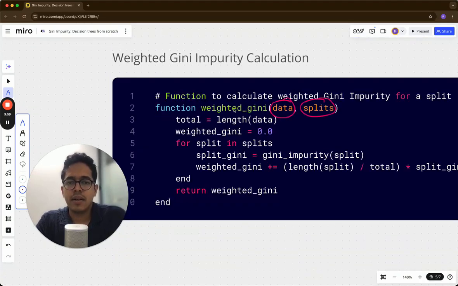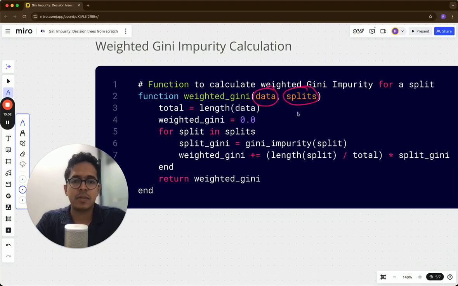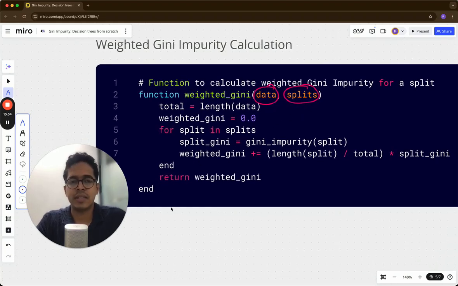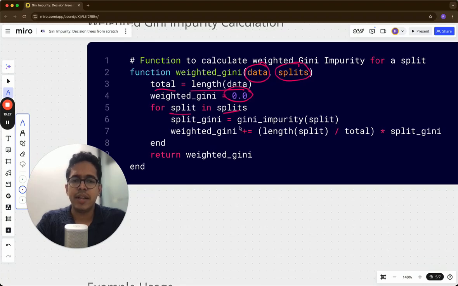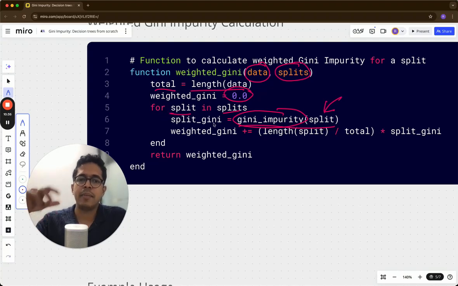So here, if we go to weighted Gini, the first element of the splits is the left-hand side node, which is the child 1. The second element of the splits is the right-hand side node, which is the child 2. So for split in splits means this loop will first consider the first child, then the second child. So the weighted Gini impurity is initially assigned to be 0. Total means the length of data, the number of data points, which is 6. So split Gini equal to Gini impurity of split. And here what we are doing is calculating the Gini impurity of the first child. So when this for loop is running for the first time, it calculates the Gini impurity of the first child, and that is stored here.